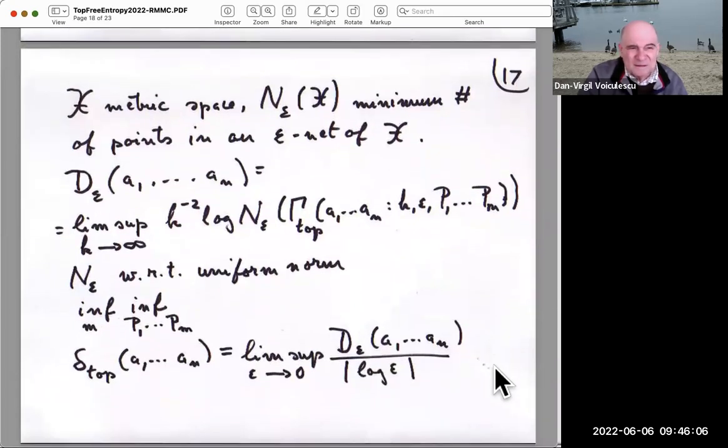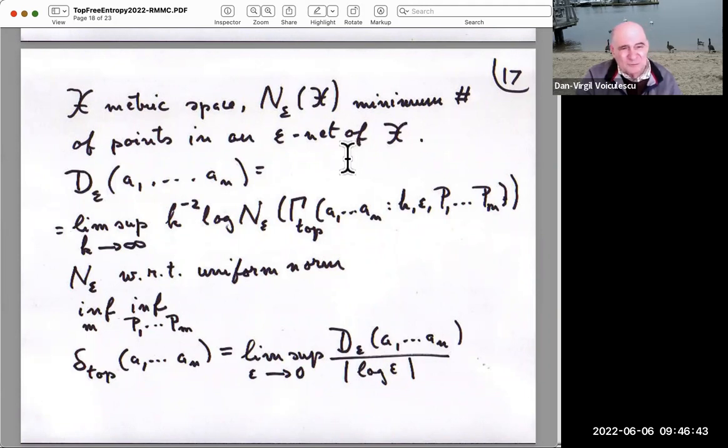First, some notation. If X is a metric space and epsilon is positive, N epsilon of X is the minimum number of points in an epsilon net of X. So it's the smallest number of points in X such that every other point is within distance less than epsilon of one of these points. Yeah, the smallest such epsilon net.